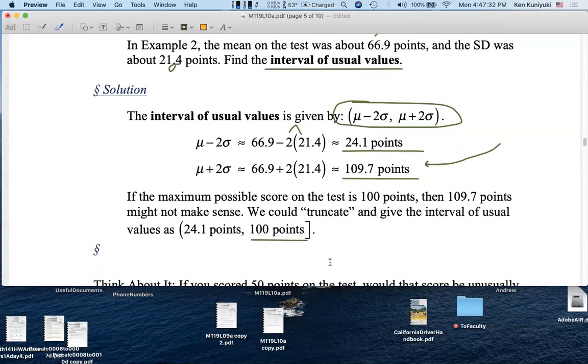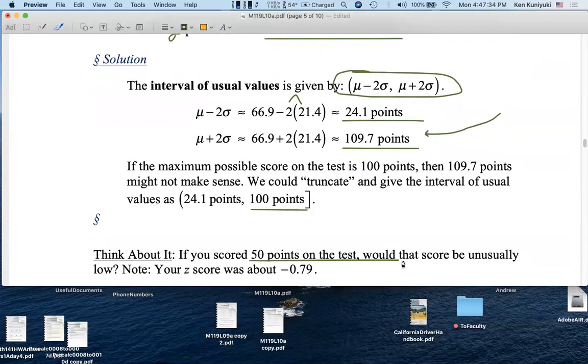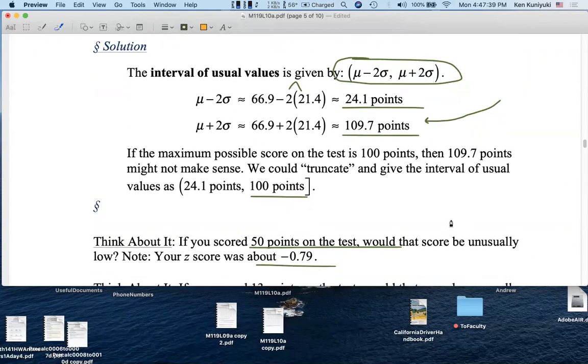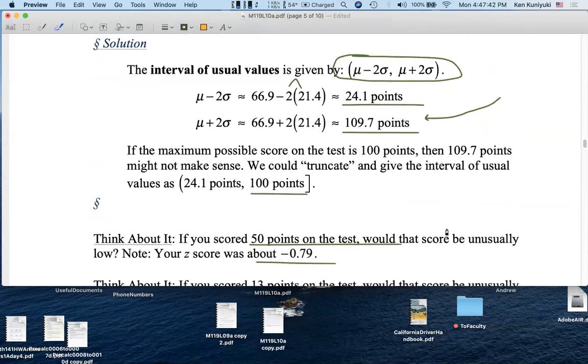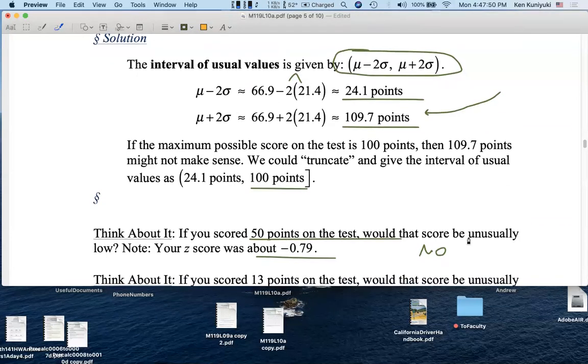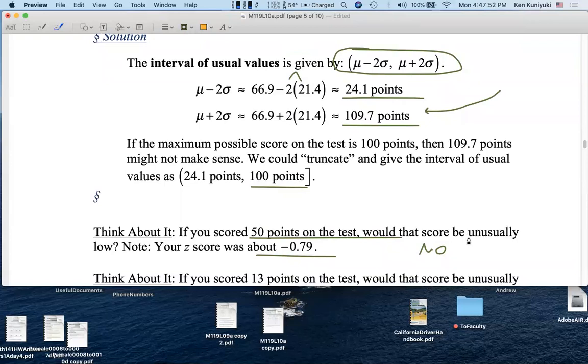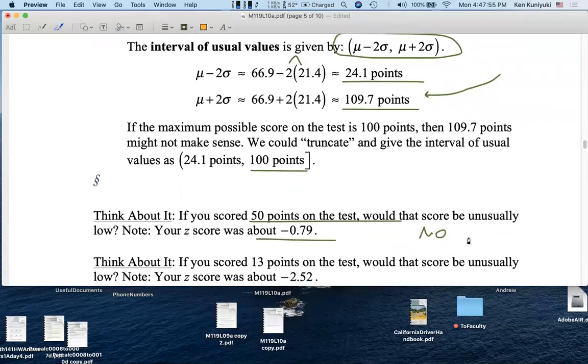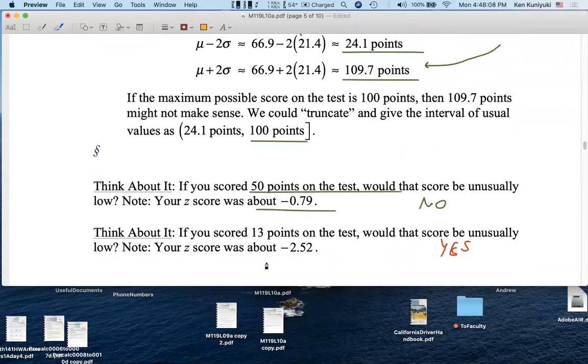All right, so think about it. If you scored 50 points on the test, did you score unusually low? Well, your z-score is about negative 0.79. The answer is no. It would not be unusually low. You might be getting a C or a D on the test, but you might not be failing it. However, if you scored 13 points on the test, your z-score was negative 2.52. How should you feel? Probably pretty badly, because then you scored unusually low. Yes, by the 2 sigma metric, you scored unusually low.